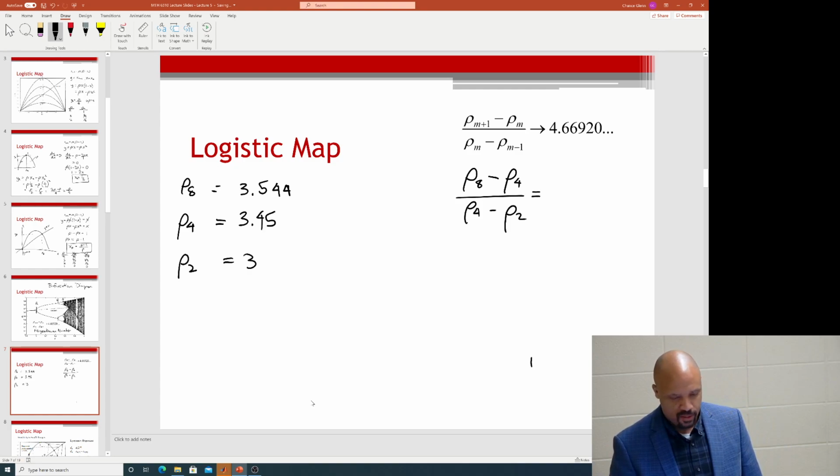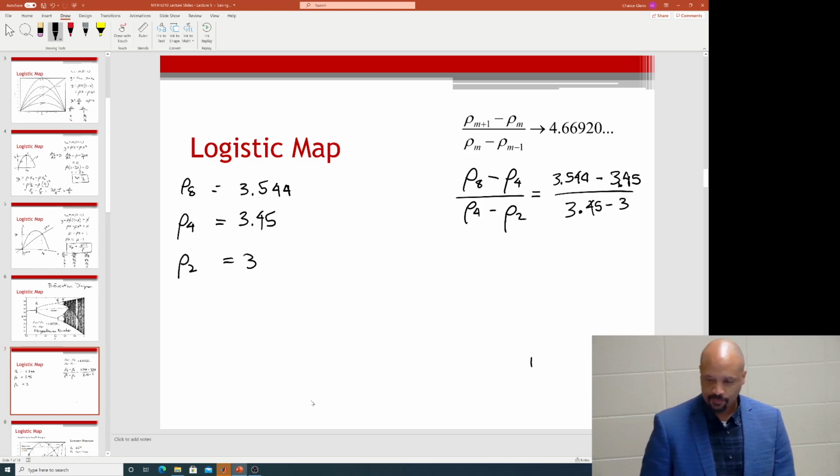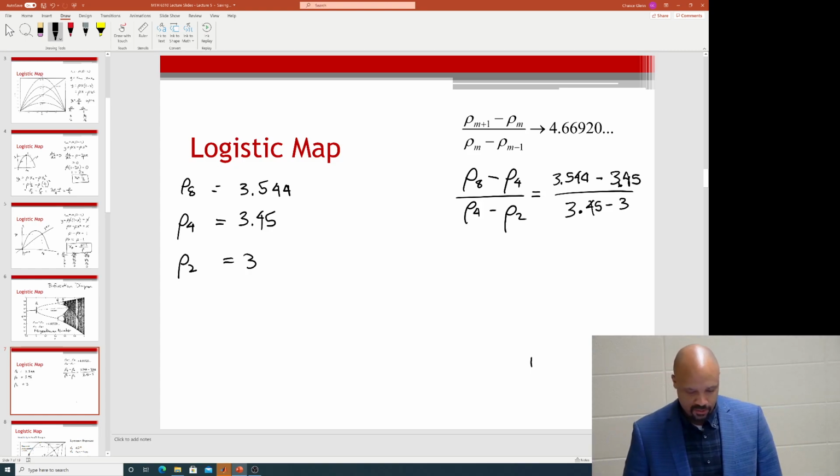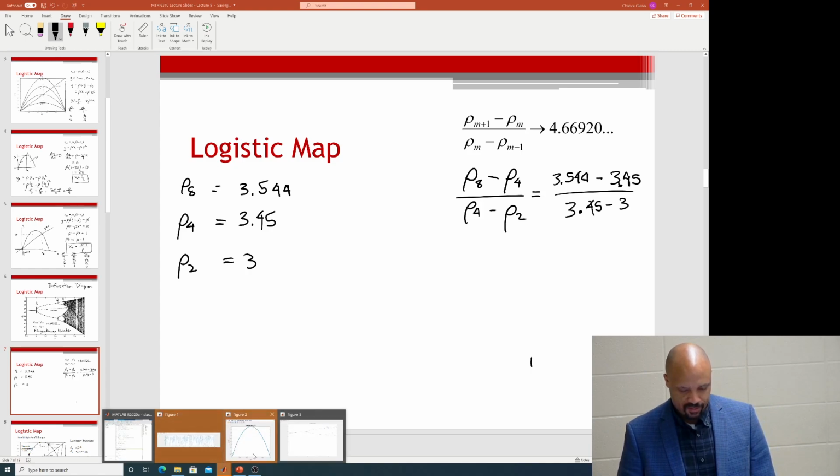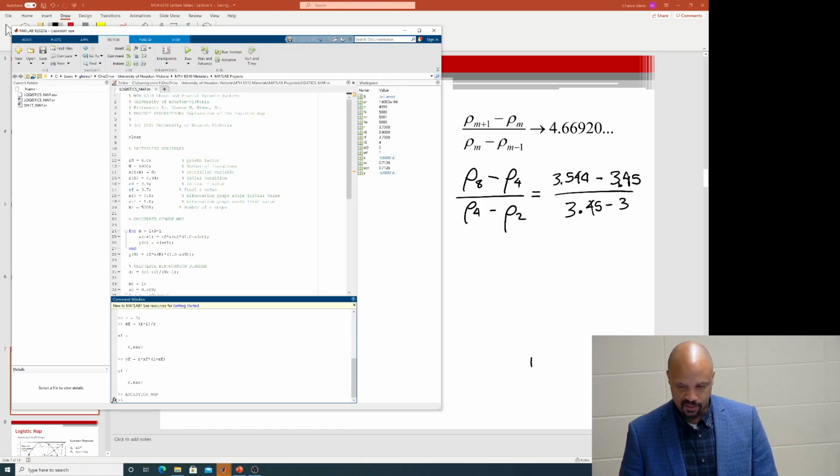So this should be 3.544 minus 3.45, divided by 3.45 minus 3. So let's calculate that and see what it says.